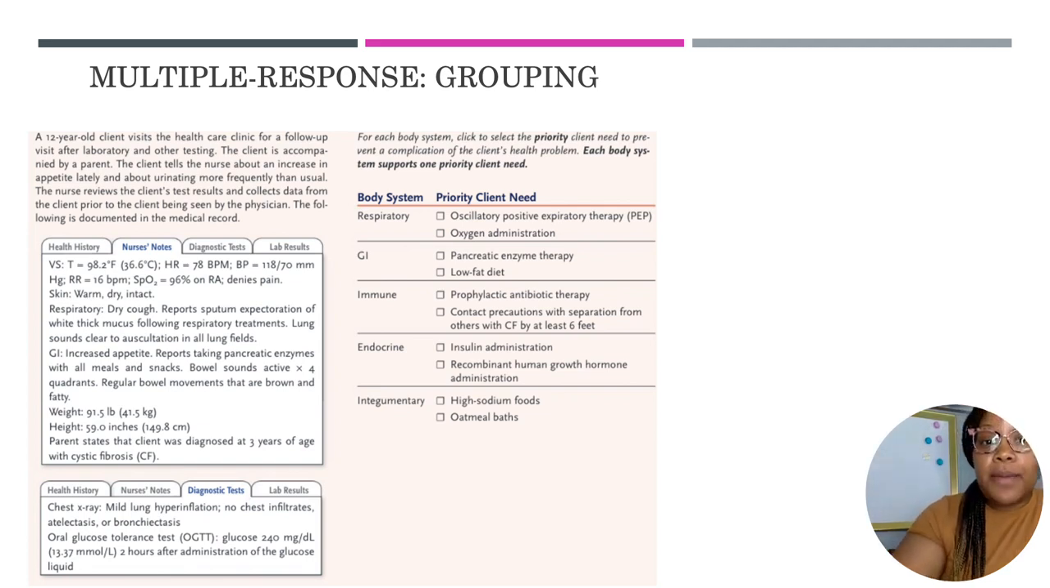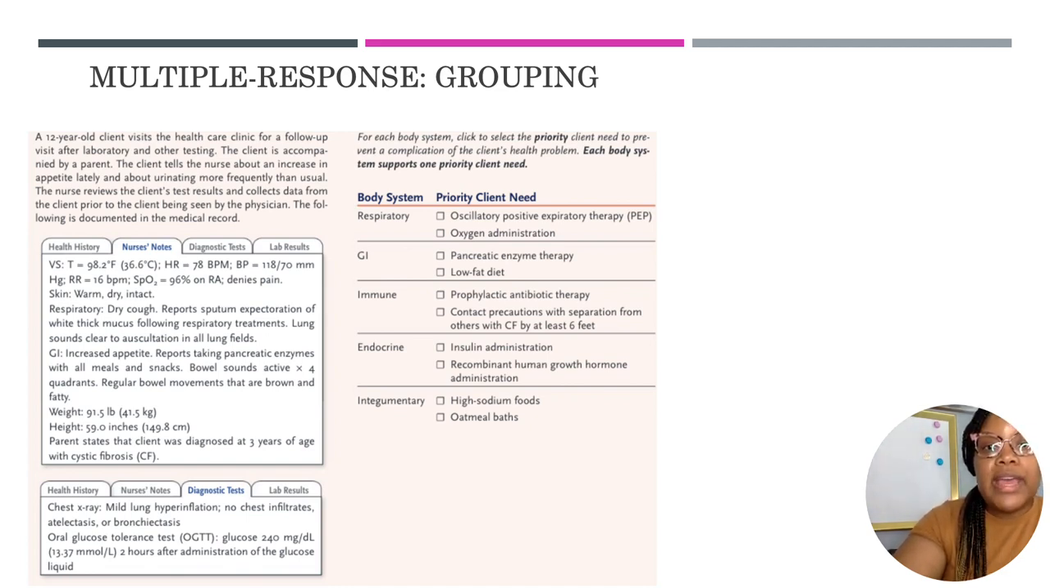So, take a break, because guess what? That was a lie. All right, so now we're going to go back to the question. So let's read the question. It says, for each body system, click to select the priority client need to prevent a complication of the client's health problem. Each body system supports one priority need. So we're going to go through each body system and which is priority. That means which one is most important.